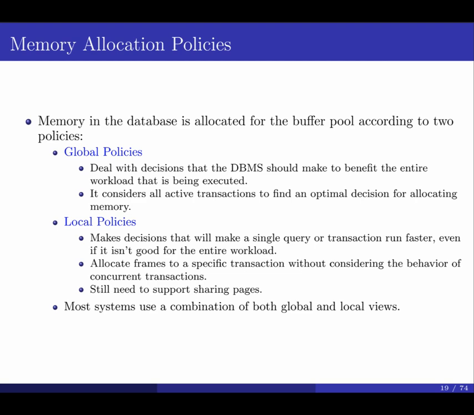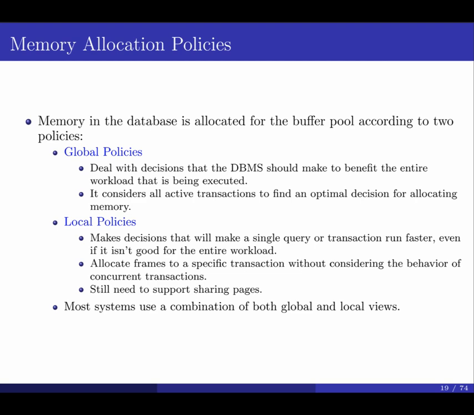So the question here: we said the buffer pool is memory that we are going to allocate in the main memory. How can we allocate that? In other words, there are many transactions and queries running in the database management system at the same time, concurrently, communicating with each other, etc. So how can the buffer pool manager choose which page is going to be loaded into the buffer pool?